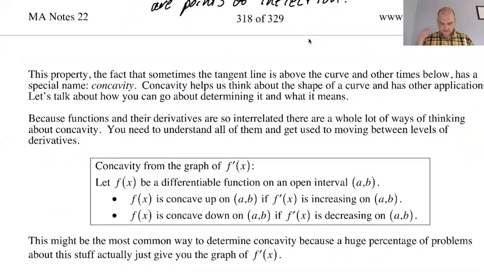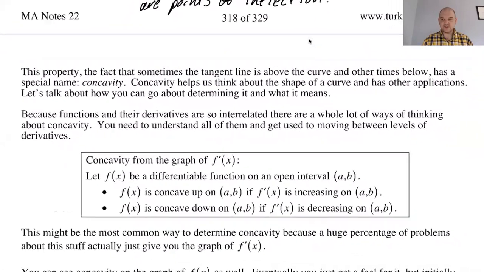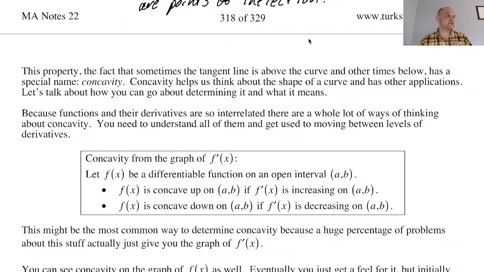So concavity is basic. Tangent lines tell you the slope, right? The slope of the curve, slope of the tangent line, they're the same. Concavity sort of tells you how the slope is changing, right? So the slope tells you how the curve is changing. Concavity tells you how the slope is changing. So is the slope of the curve increasing? Is the slope of the curve decreasing? That's one way of thinking about it.